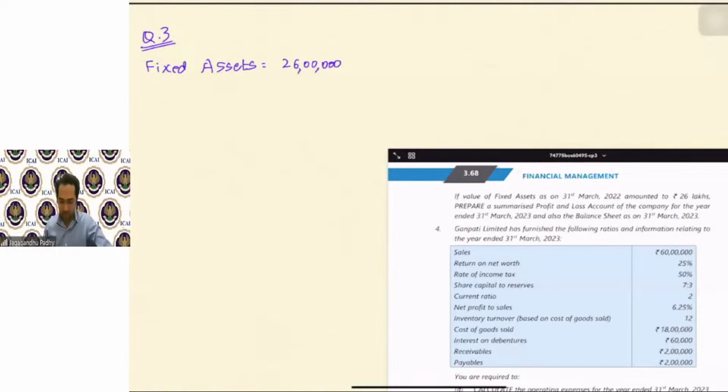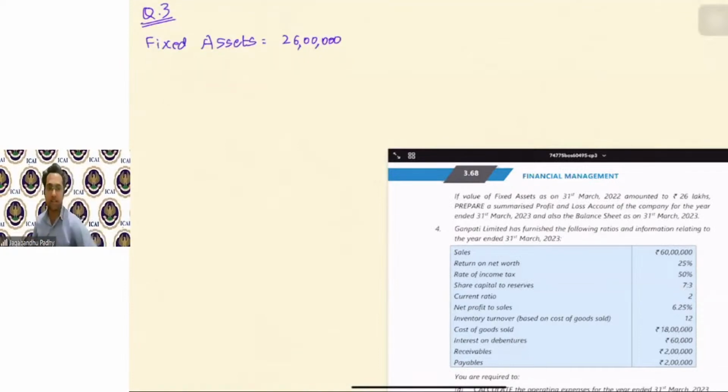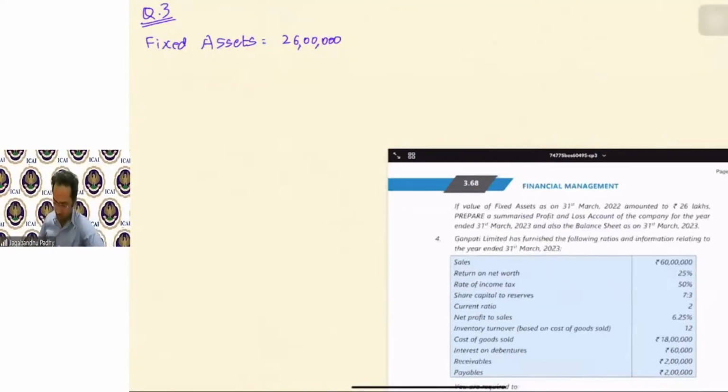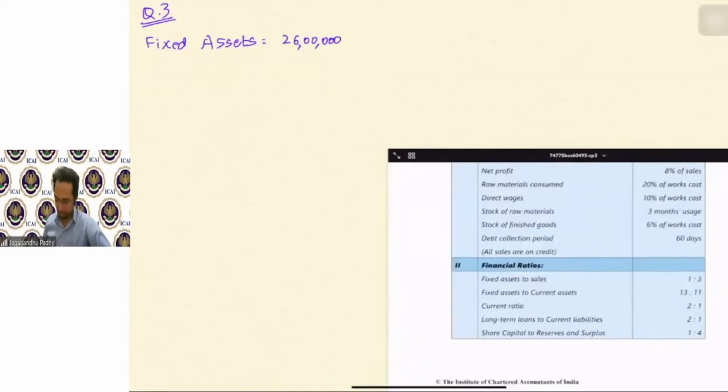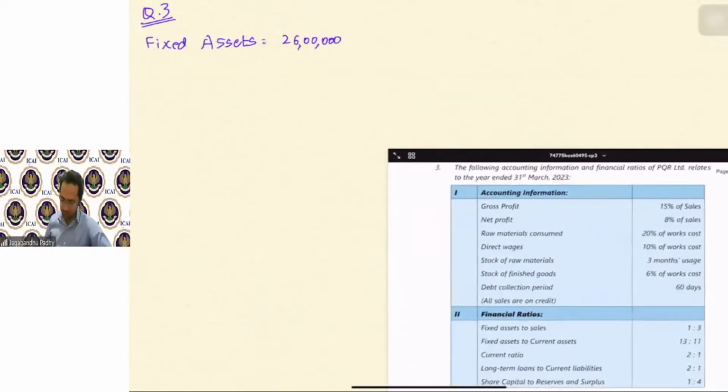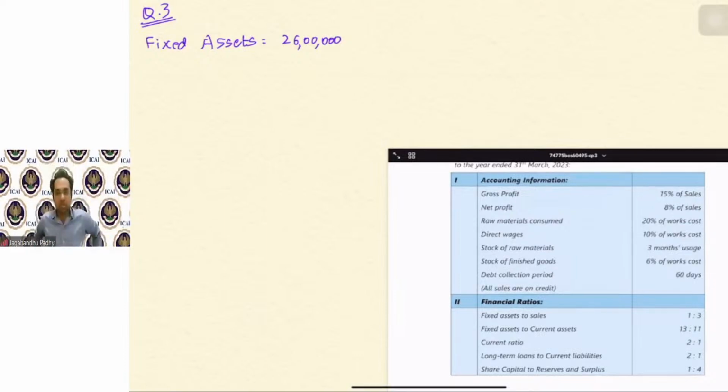Balance sheet and P&L guys. So fixed assets are 26 lakhs. Now let's look at what all ratios are given. First up, gross profit information is given. They are a percentage of sales basically. So using fixed cost, can I get the value of sales?